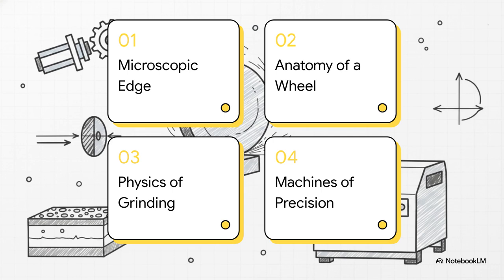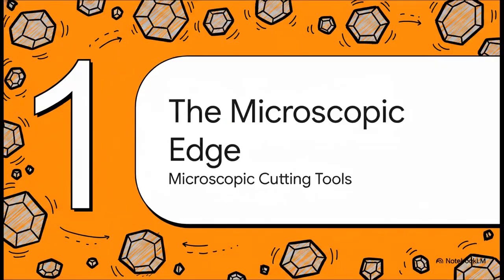To really wrap our heads around this, we're going to jump scales today. We'll start with the microscopic cutting edge, then look at the anatomy of a wheel, dive into the physics of grinding, and finally explore the machines of precision. Section 1. The microscopic cutting edge.